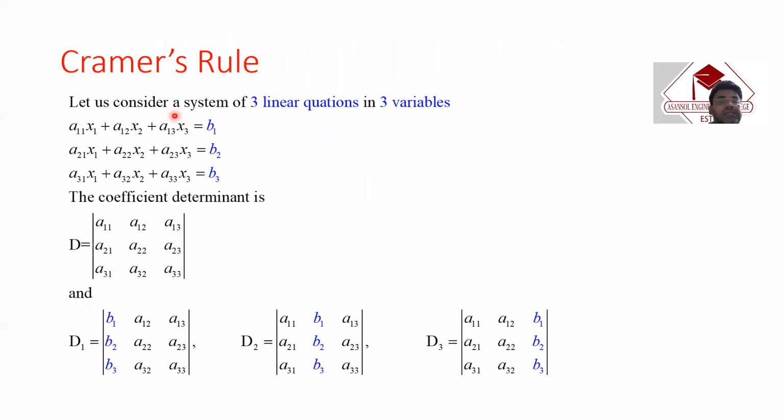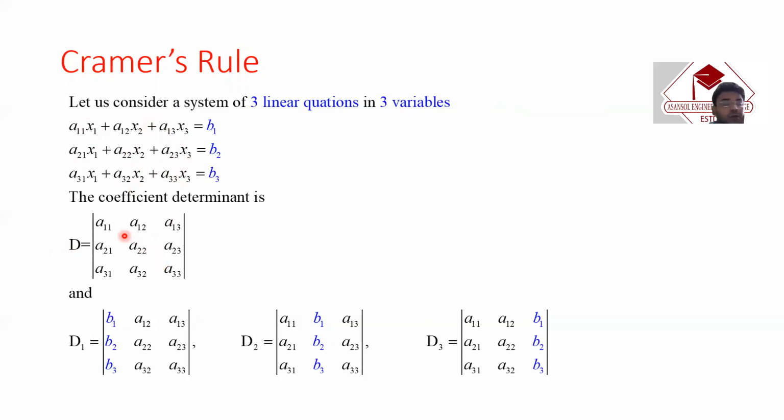Cramer's rule. Let us consider a system of 3 linear equations in 3 variables, same as previous: a11x1 plus a12x2 plus a13x3 is equal to b1, a21x1 plus a22x2 plus a23x3 is equal to b2, a31x1 plus a32x2 plus a33x3 is equal to b3. The coefficient determinant is denoted by D. This determinant D comes from the coefficients of x1, x2, and x3.